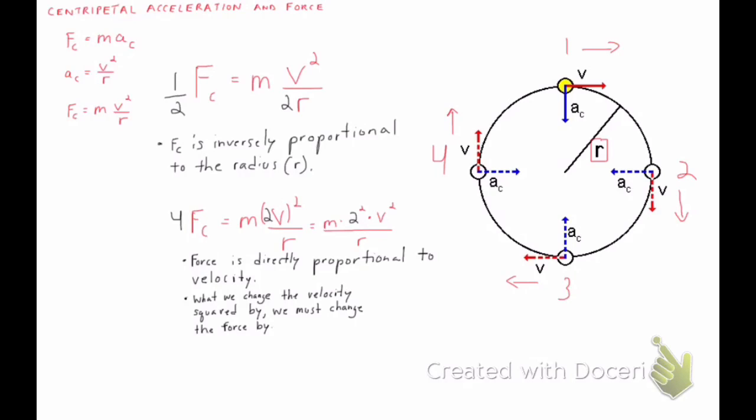Okay? So let's try some examples. I'll write the equation up here again. Force centripetal equals the mass times velocity squared over r. Okay, so if we half, let's say we half the r, what happens to the force centripetal? Well, since we half the r, it's inversely proportional. So we must double the force.